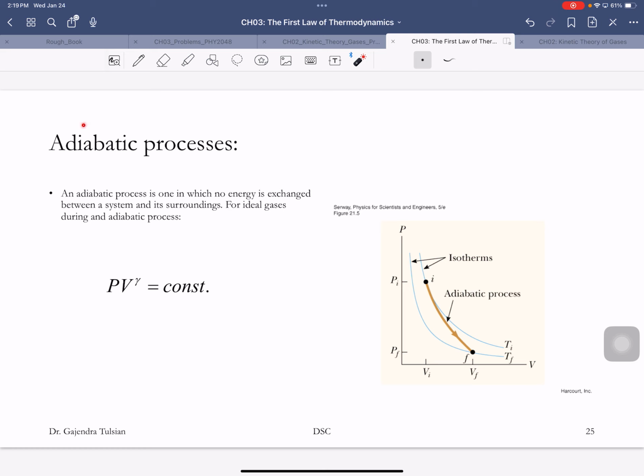What is an adiabatic process? What's an adiabatic process? I'm sorry? Energy remains constant. No, no. No energy transfer. No heat transfer. Okay? So you're not exchanging heat with the environment. Okay, so that's an adiabatic process.